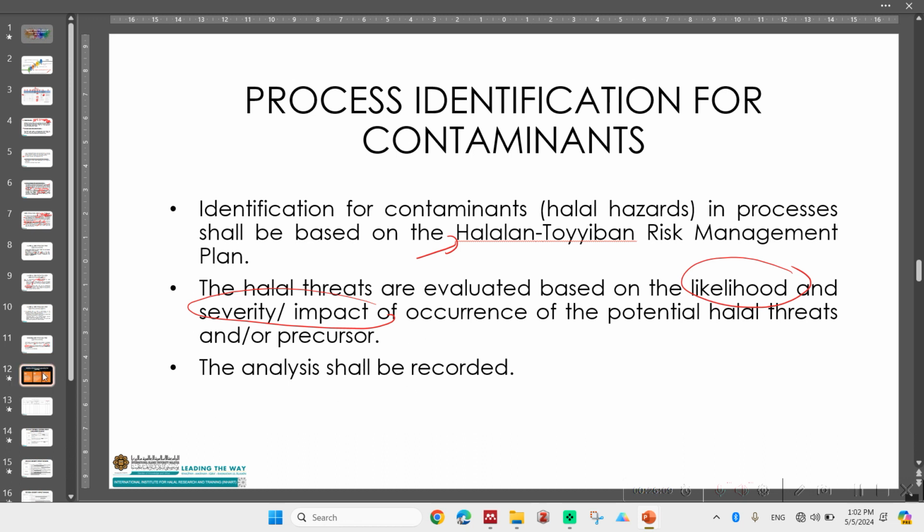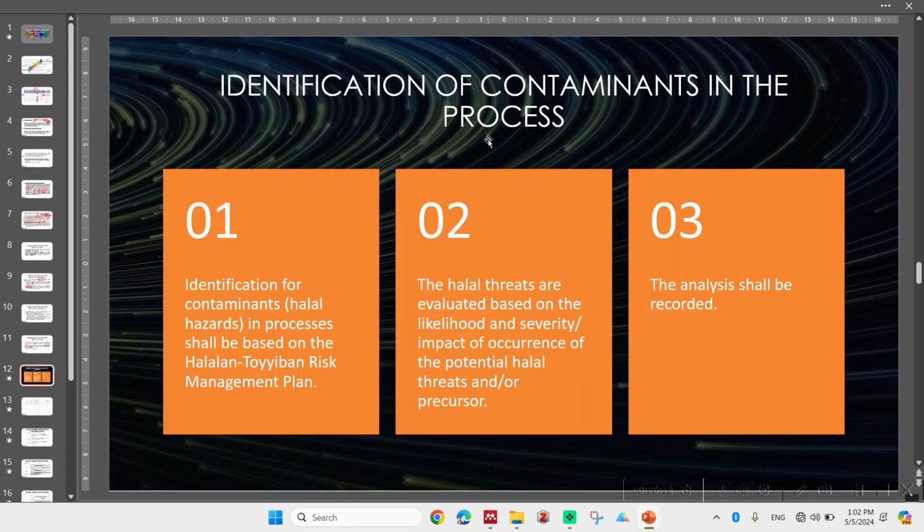The steps involved are: you need to identify the contaminant, and then from this contaminant you need to evaluate the likelihood and severity. Likelihood means kebarangkalian, the probability the contaminant occurs. Severity means if contamination occurs, how badly it will affect your company. Then you will need to record this activity. So where do you need to start? You need to go to step number two.